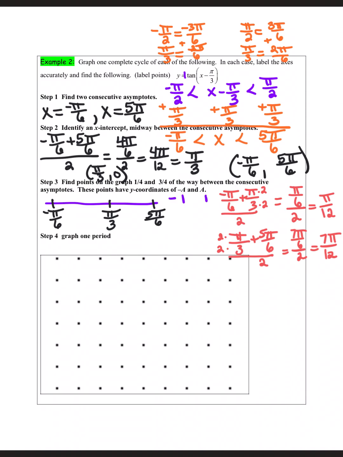So now we have our midway, 1/4 and 3/4 away. So the first point will be pi over 12, comma negative 1. And my next point, 3/4 away from the asymptotes, will be 7 pi over 12, comma 1. So I'm going to start by labeling my y and x-axis.